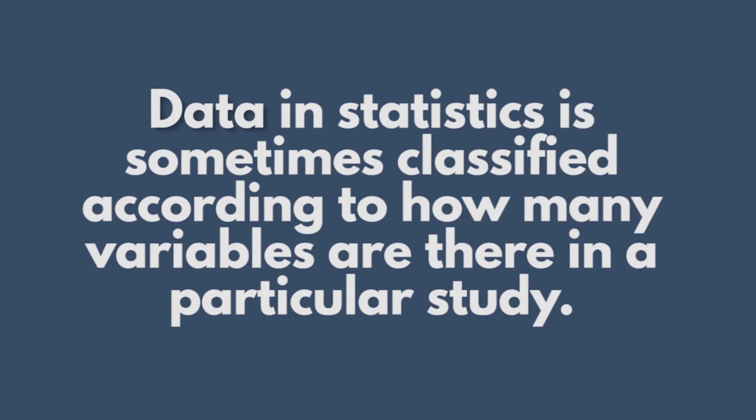Data in statistics is sometimes classified according to how many variables are there in a given study. For example, gender might be one variable and grade level may still be another variable to be considered. Depending on the number of variables being looked at, the data may be univariate or it might also be bivariate.